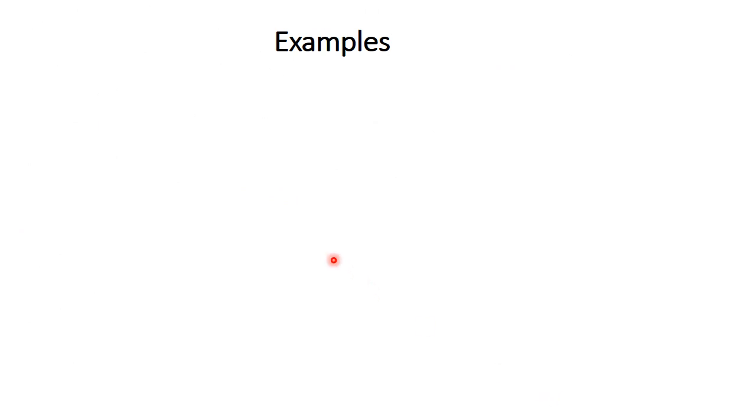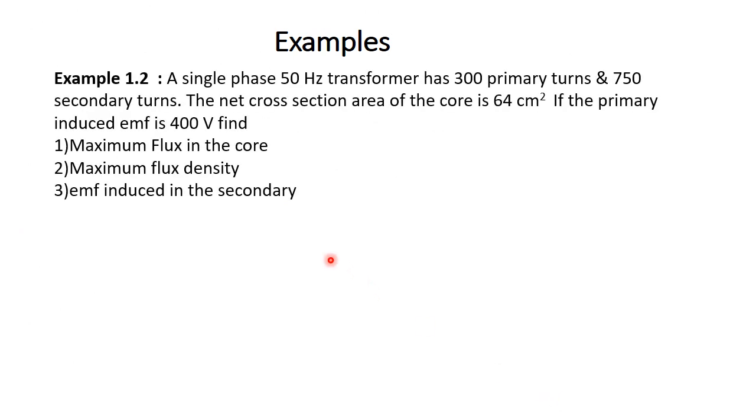See problem number 2. A single phase 50 Hz transformer has 300 primary turns and 750 secondary turns. The net cross section area of the core is 64 cm square. If the primary induced EMF is 400 volt, find maximum flux in the core, maximum flux density, and EMF induced in the secondary. How to solve it?